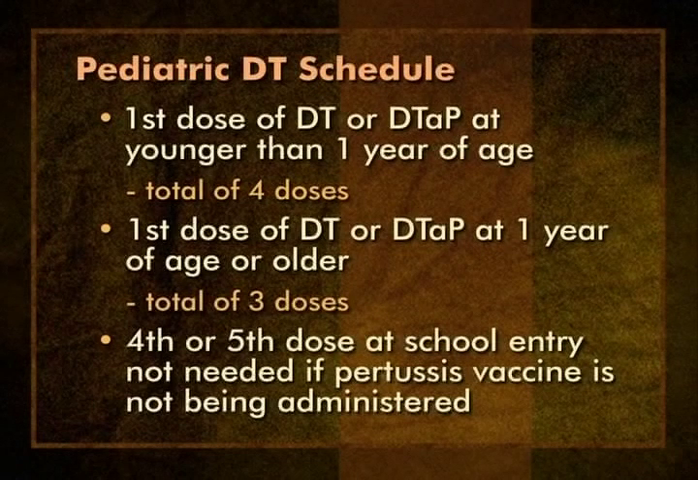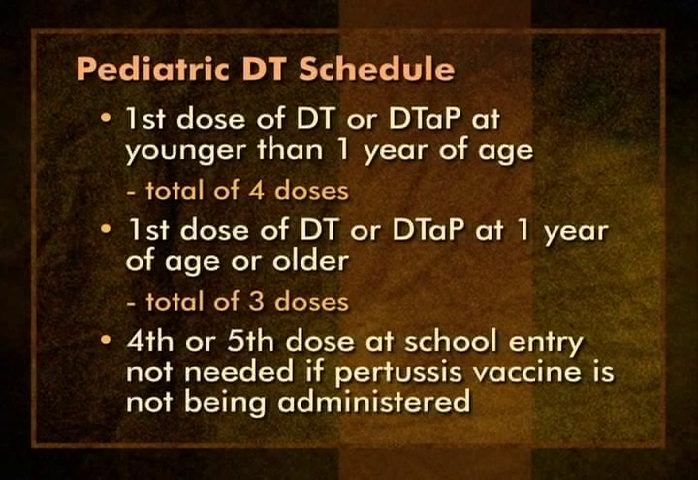3 doses are given at 4 to 8 week intervals, with the 4th dose 6 to 12 months after the 3rd dose. Children who receive the first dose of DT or DTaP at 1 year of age or older should receive a total of 3 doses to complete the DT series.